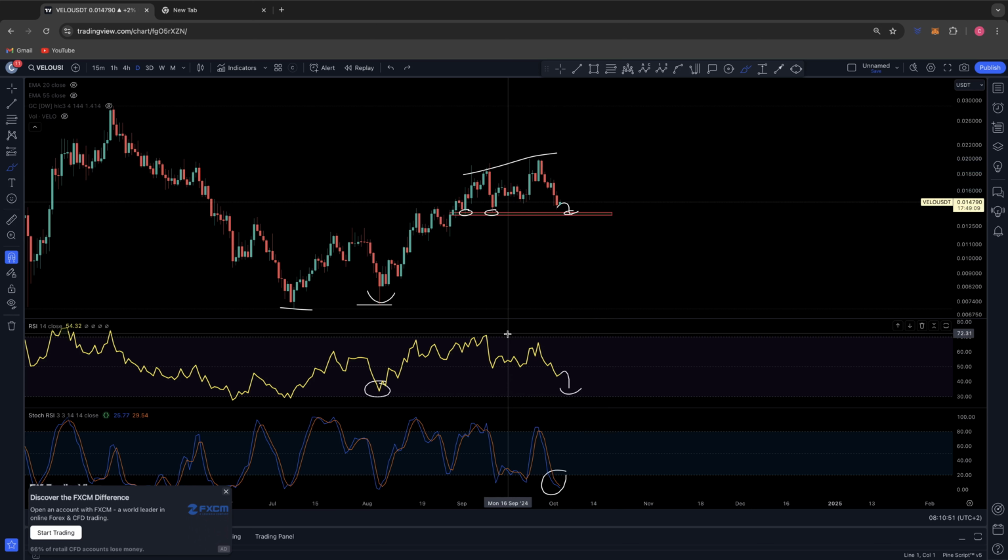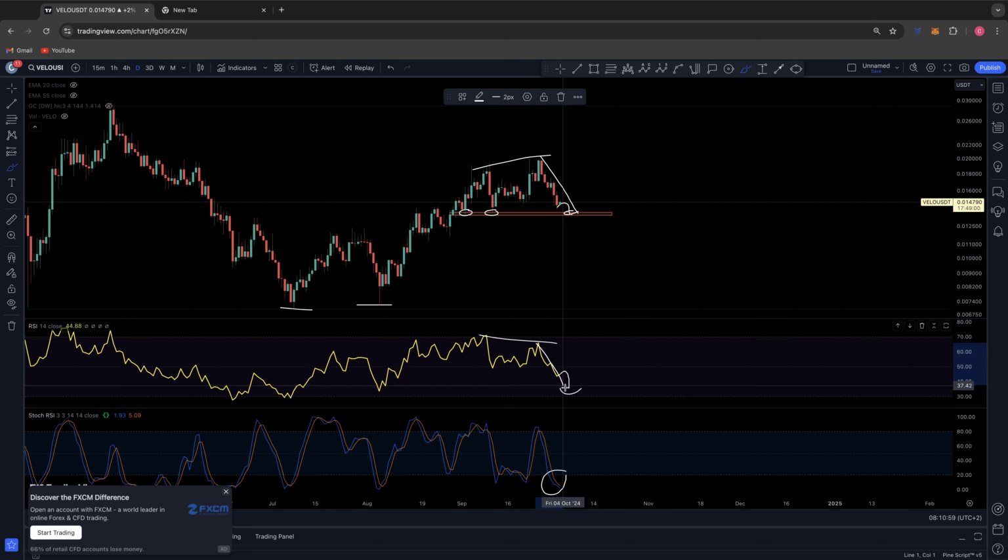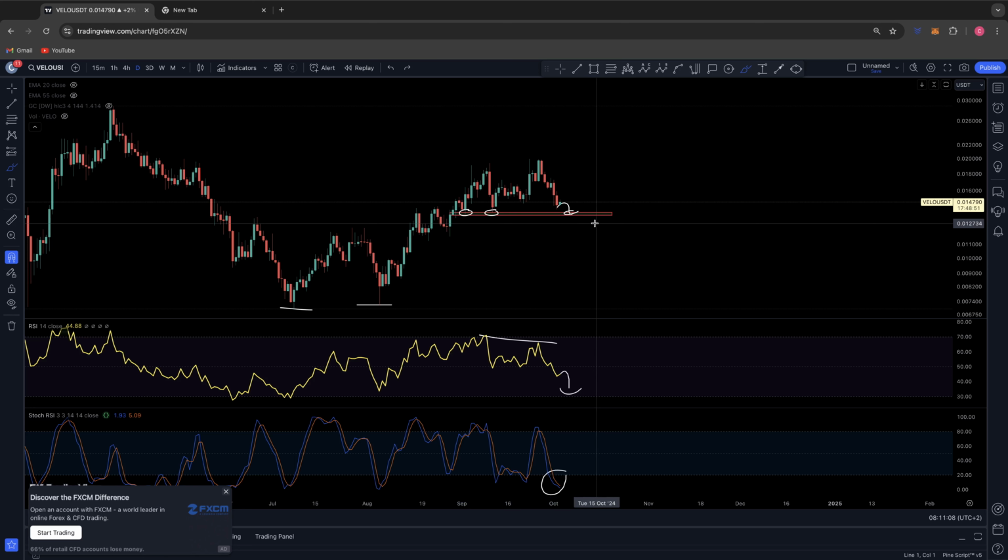So the indicators to me right now are showing that we had a bearish divergence with lower highs in the RSI and higher highs in the price. That bearish divergence has now played out. We're coming back in the RSI. The stock RSI is in the floor, and we're also coming back to a key level of support on 0.013. So this was the quick update I wanted to give you today, guys.